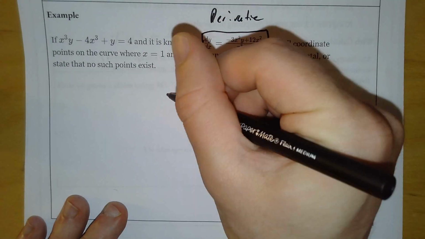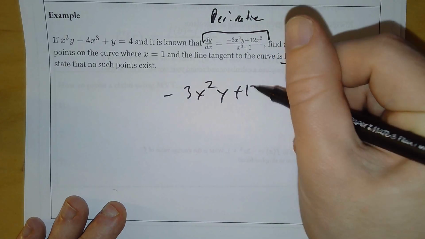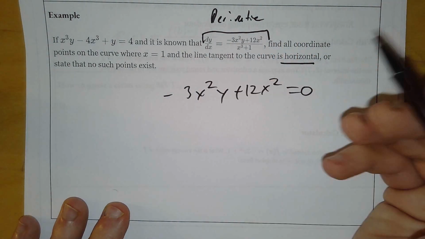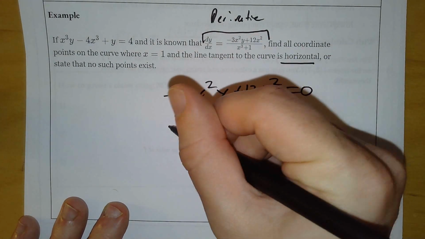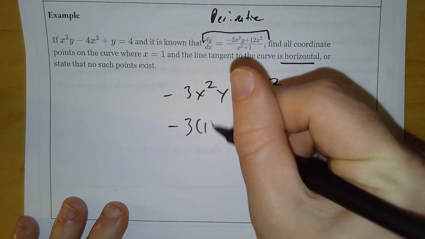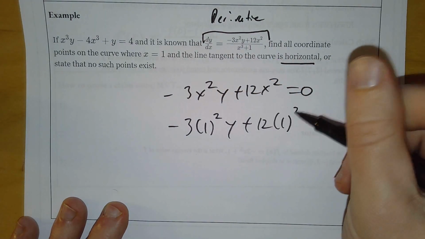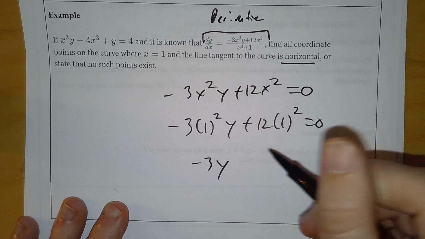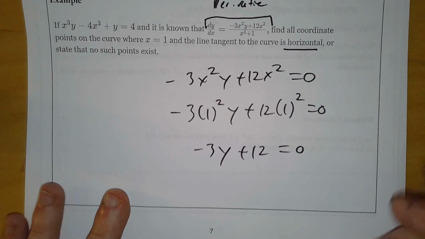So here we go. We're going to say negative 3x squared y plus 12x squared, we're going to set that equal to 0. And we know that x equals 1. So that means everywhere there's an x, I'm just going to replace that with a 1. So we're going to have negative 3 times 1 squared times y plus 12 times 1 squared equals 0. This is going to simplify to just be negative 3y plus 12 equals 0. We're going to simplify this a little bit more.